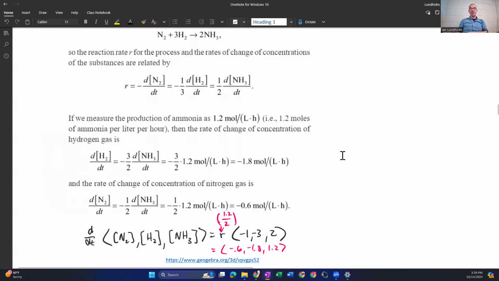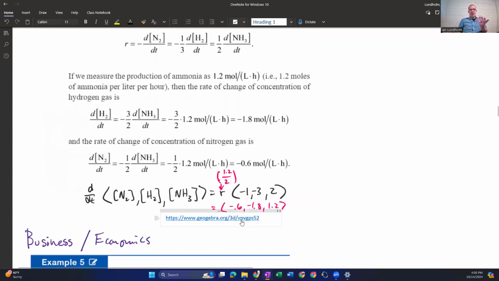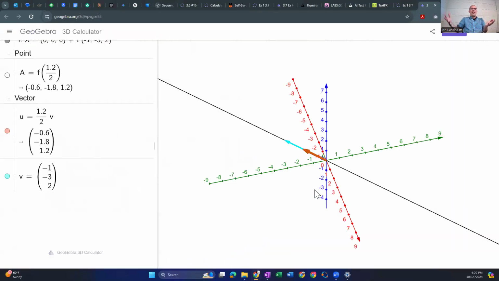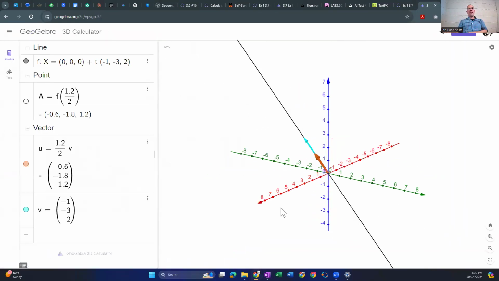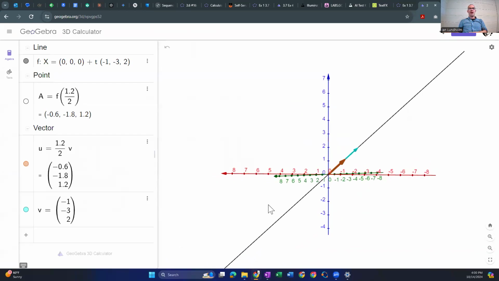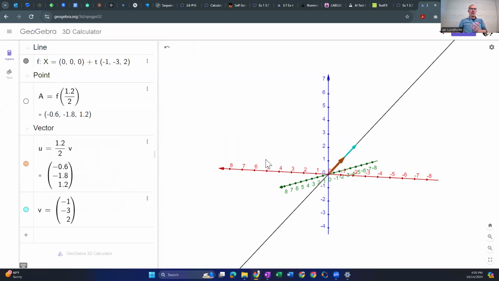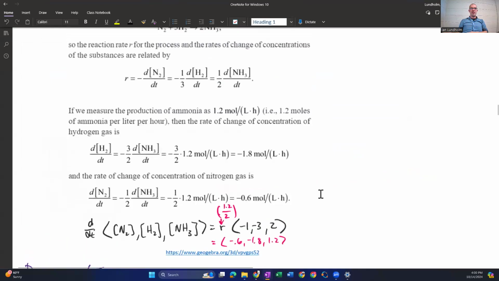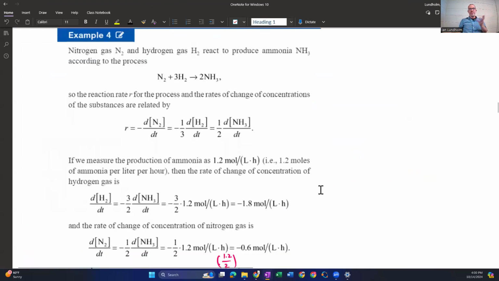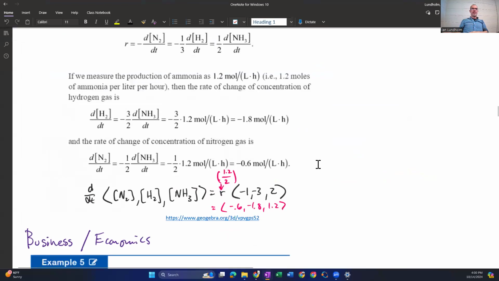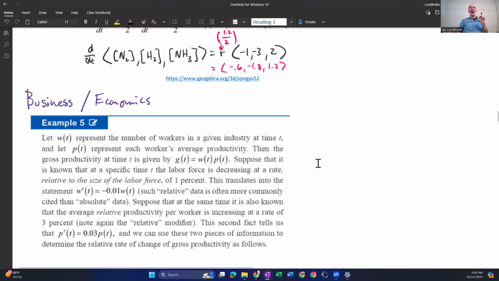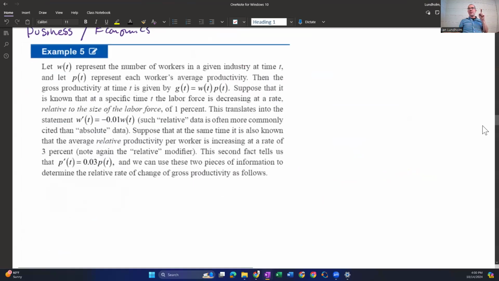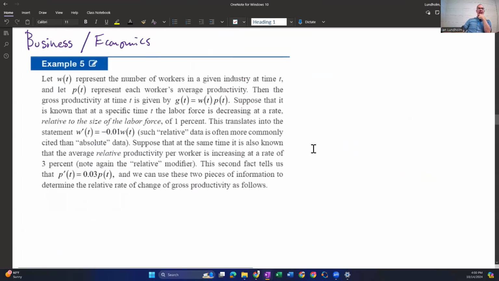And it's not like super exciting. Maybe something like this, if we wanted to visualize it mathematically, we could put it in a vector and we could talk about it in a multivariable context where we're able to scale that vector by the reaction rate. But yeah, I don't know. Chemistry's fun, but this problem was like 4 out of 10. It's all right. Okay, last one from this section is business or economics.